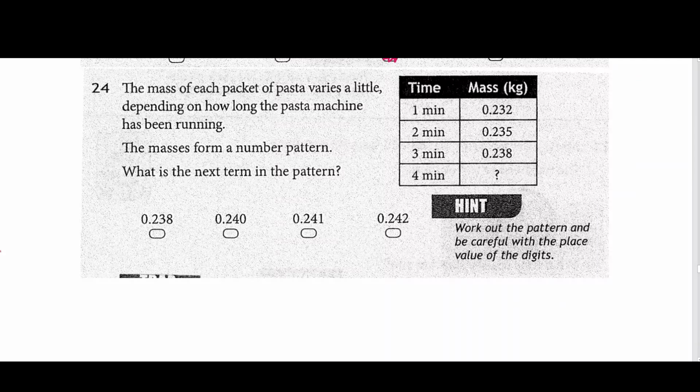The mass of each packet of pasta varies a little, depending on how long the pasta machine has been running. The masses form a number pattern. What is the next term in the pattern? Okay, so let's have a look at it. We've got 1 minute, 2 minute, 3 minute, and 4 minutes. So these are going up by plus 1, plus 1, and plus 1. 1 minute to 2 minute is plus 1, 2 minute to 3 minute is plus 1, 3 minute to 4 minute is plus 1.